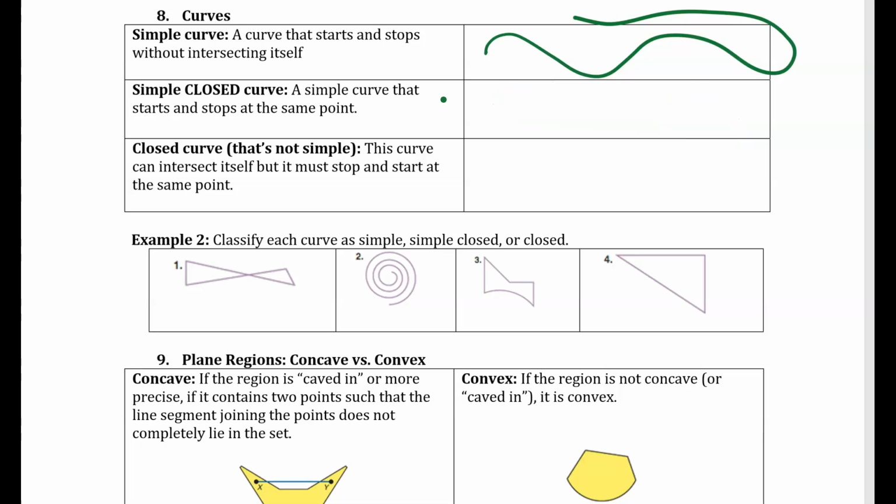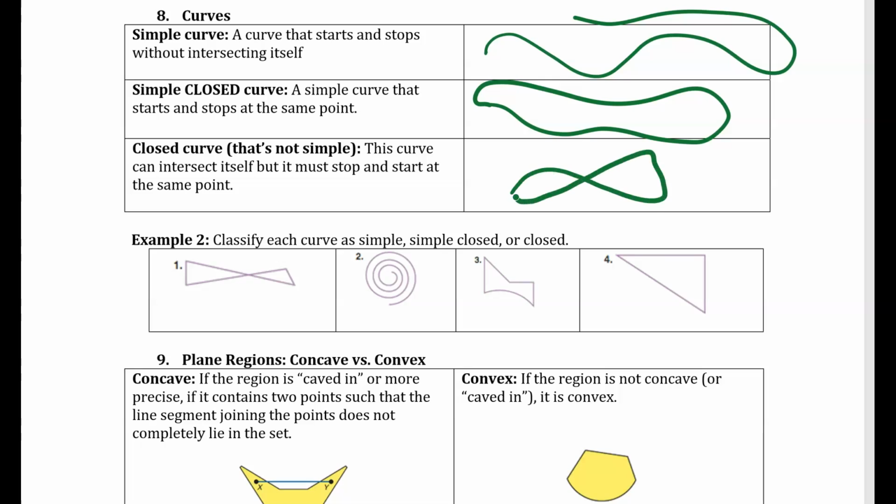So notice it doesn't, whoops, I don't know why that disappeared. Do it again. There we go. So this one is closed, so it's different than the first one, but neither one of them intersect themselves. So a closed curve that's not simple, okay, closed means that there's no gaps, it starts and stops at the same point, but it intersects itself. So a closed curve that's not simple might be like this. So it starts and stops at the same point, but there's an intersection, okay.